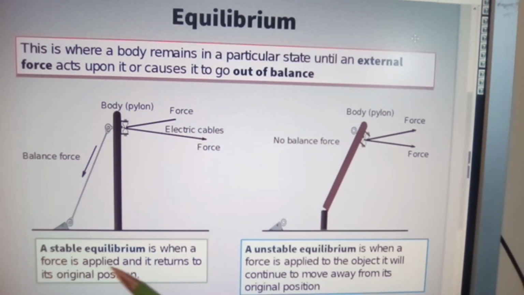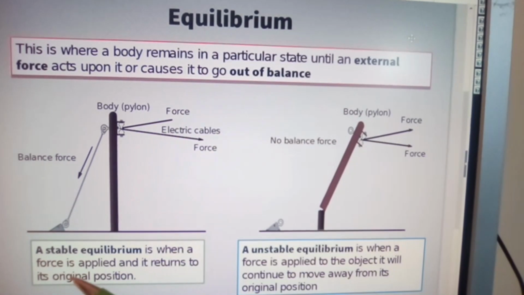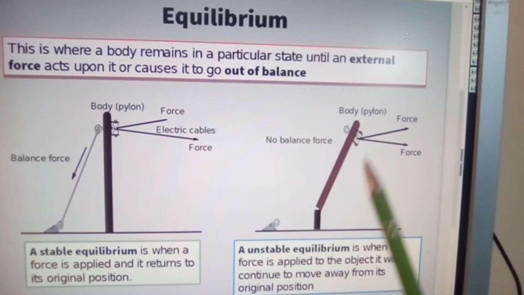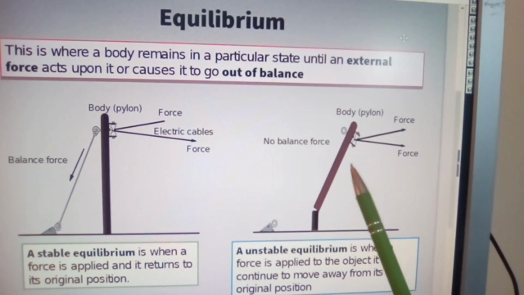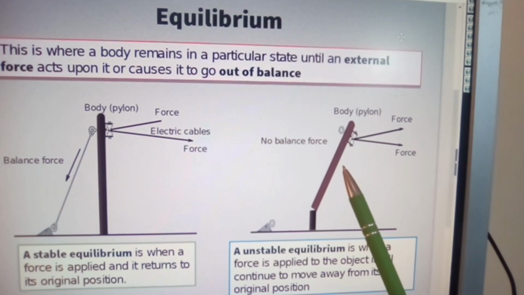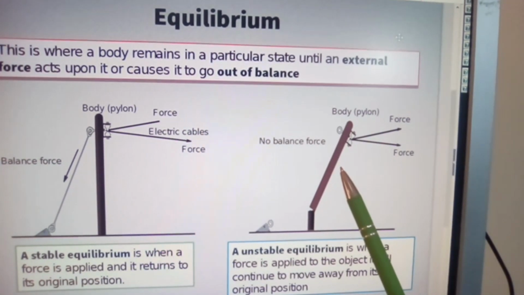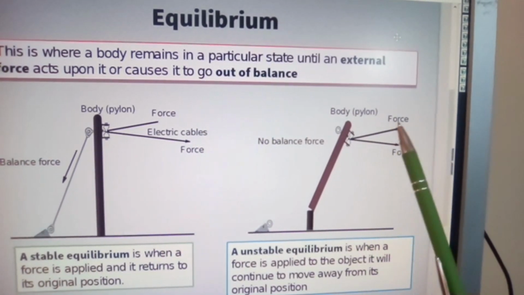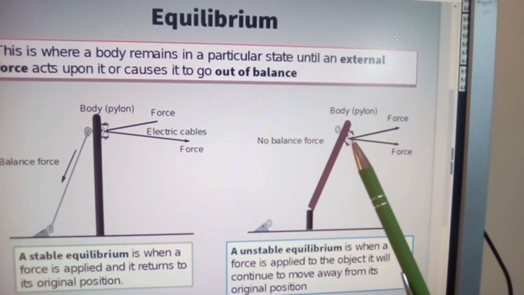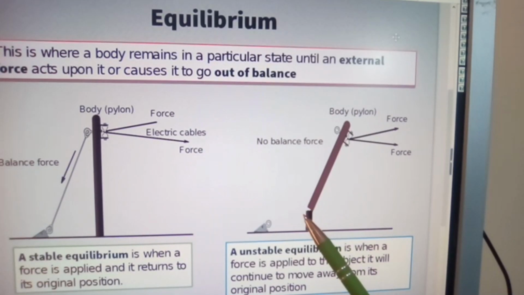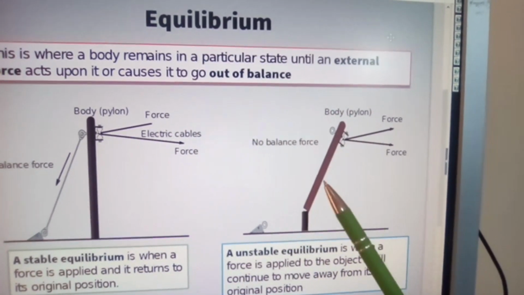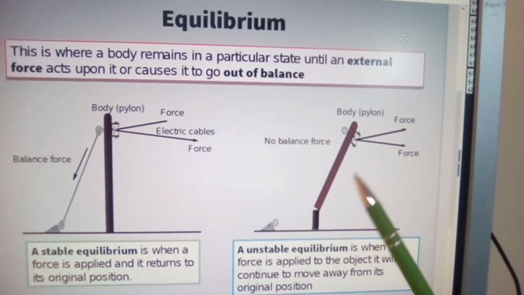A stable equilibrium is when a force is applied and it returns to its original position. Okay? Here we've got a pylon, and the pylon has no support, no balance, but it has got a force exerted on it at this point. And what has happened here is a snap. Because there's no opposing force to retain it in position, it simply has toppled over.